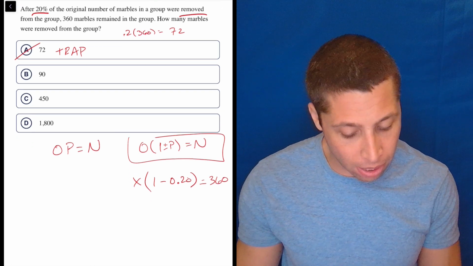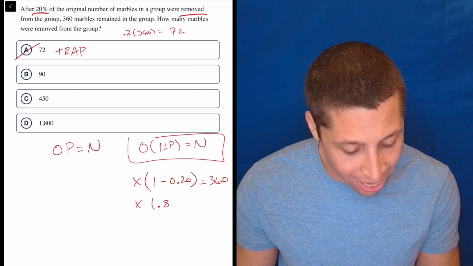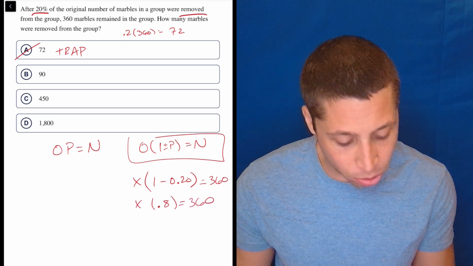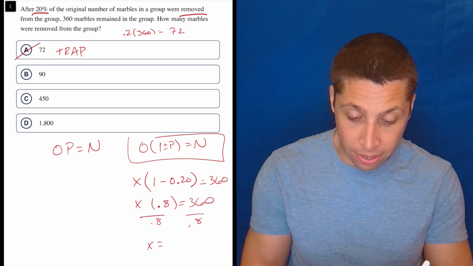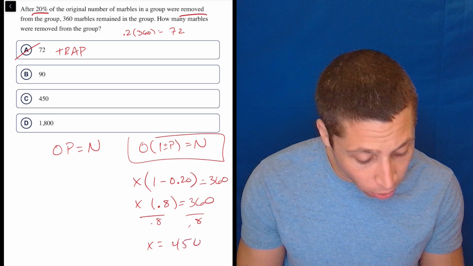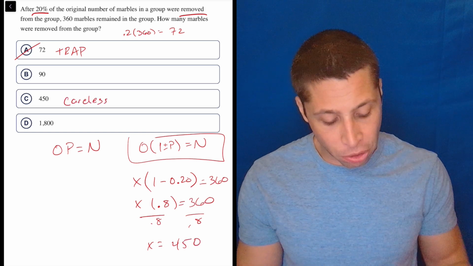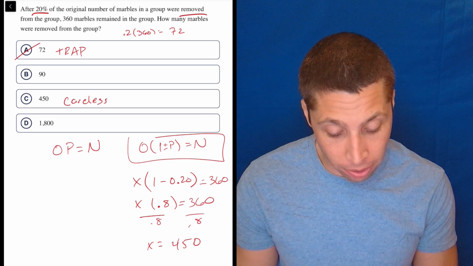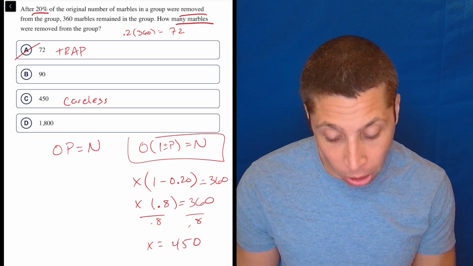We actually have an ability to solve for X and get the original number. So that's 0.8 times X is 360. We can divide both sides by 0.8. And 360 divided by 0.8 is 450. So that's also an answer and also a bit of a trap, but this is more of a careless kind of trap because it's just missing what they're asking for, right? They're not asking how many marbles were in the group originally. They're asking how many marbles were removed.